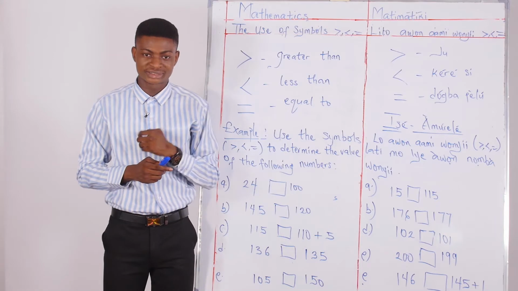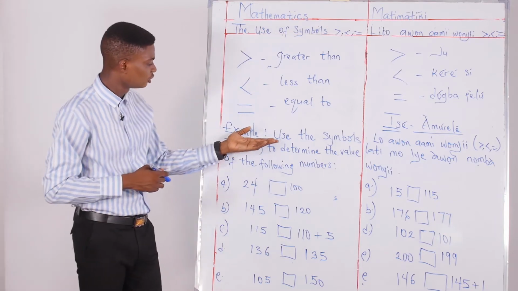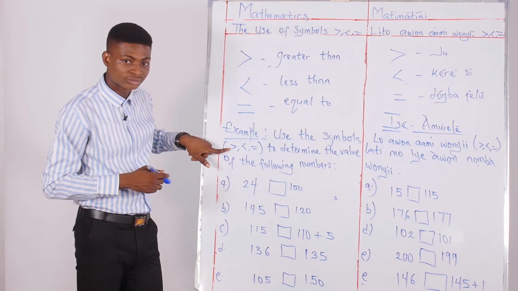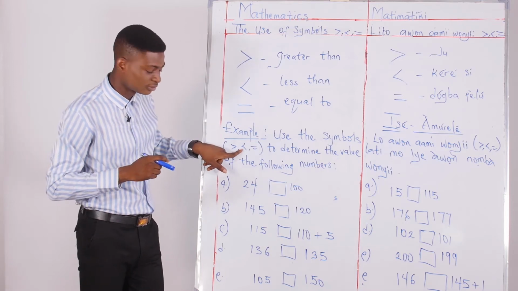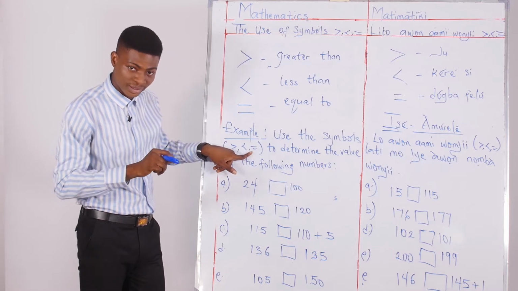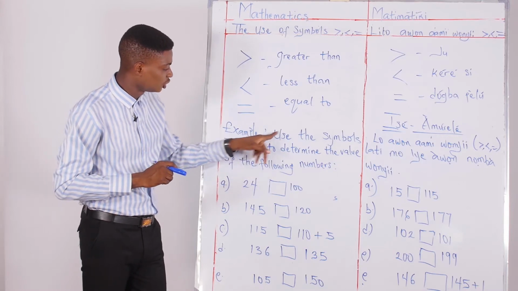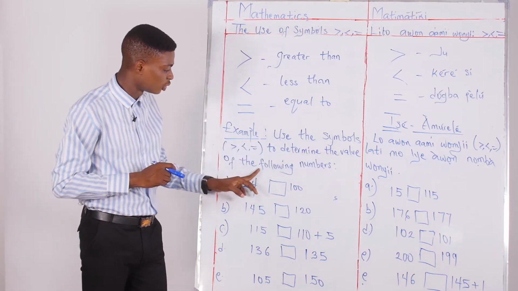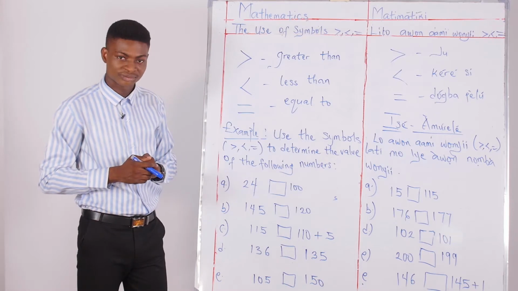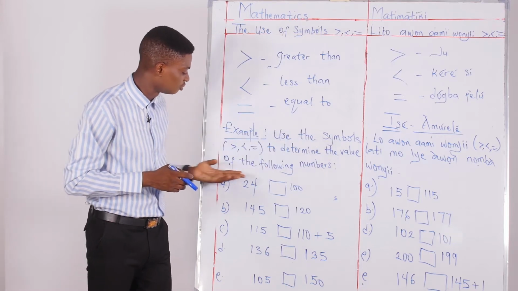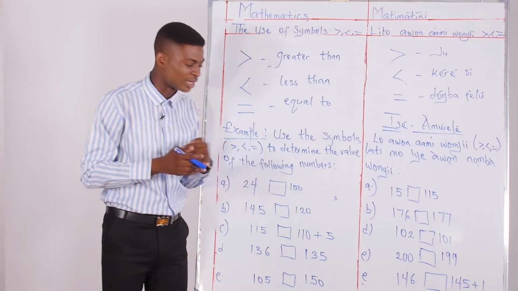Now let's check this example. Use the symbols. What do I call the symbol? Greater than, less than, and the last one, equal to. Use the symbols to determine the value of the following numbers.